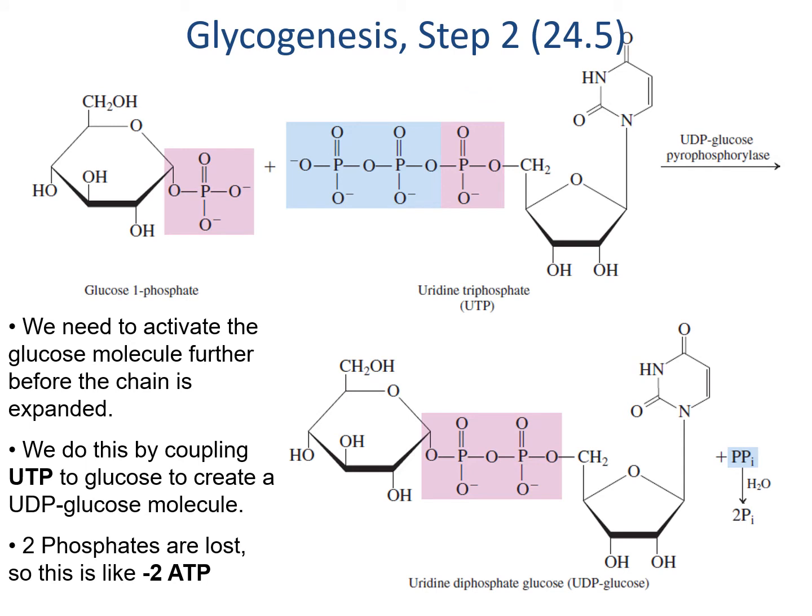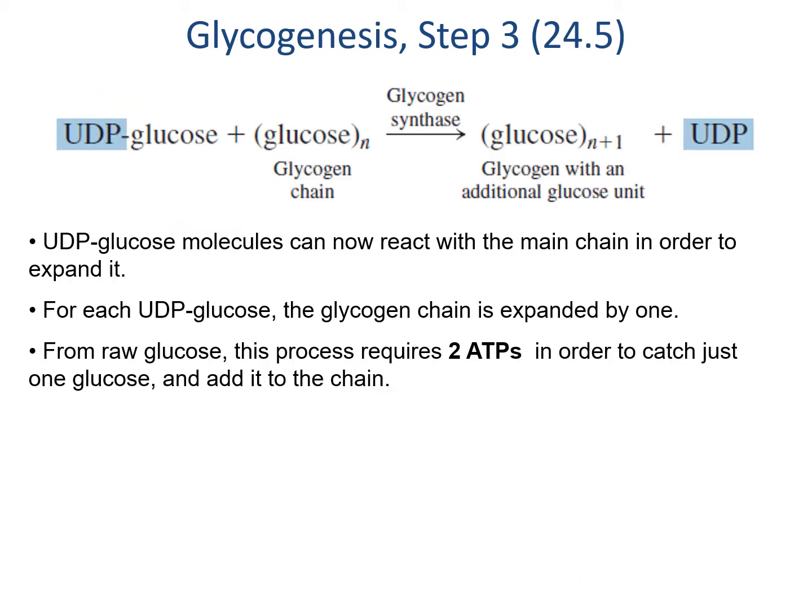The glucose 1-phosphate formed in the last step needs to be further activated, and to do that we use uridine triphosphate, or UTP. Because the UTP loses 2 phosphate pieces at once, this is the equivalent of losing 2 ATP. But now we have a much more active UDP-glucose complex. The UDP-activated glucose can bind with an existing glycogen chain to increase its length by 1. It costs 2 ATP per glucose to do this.